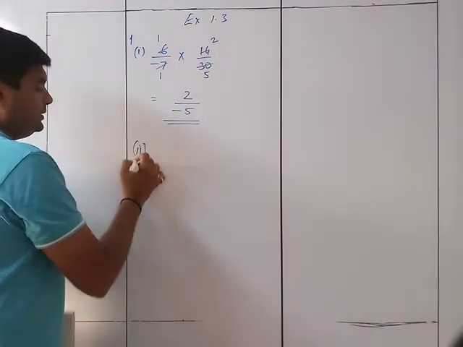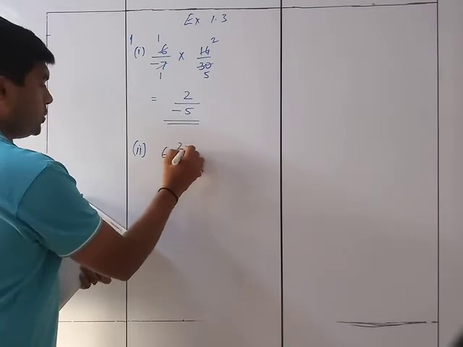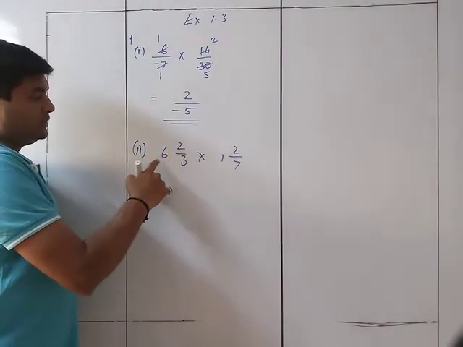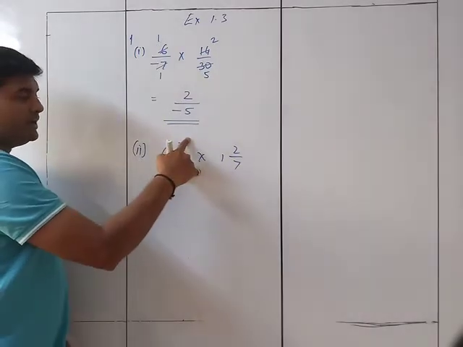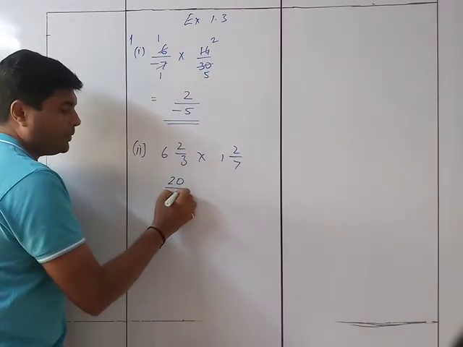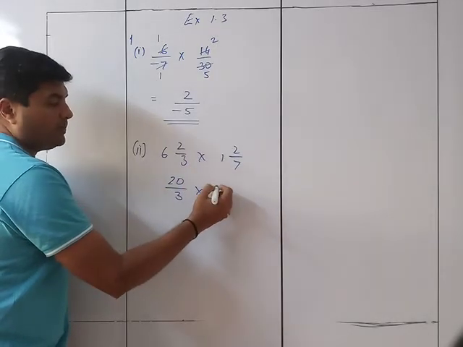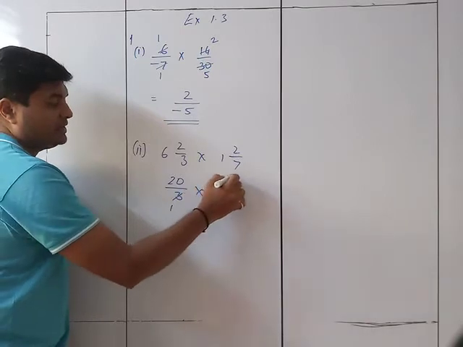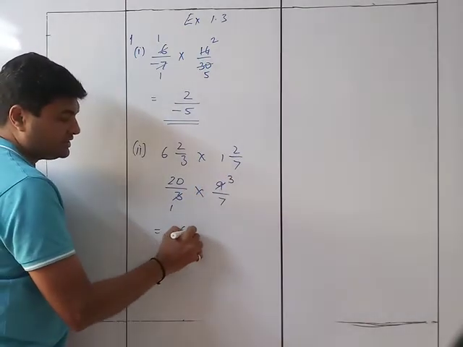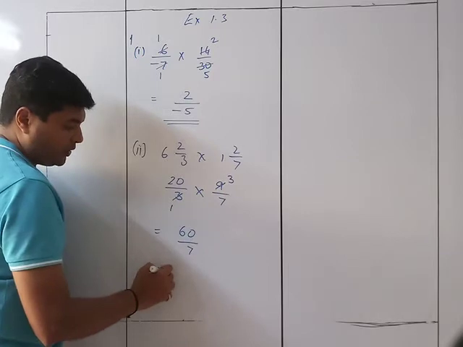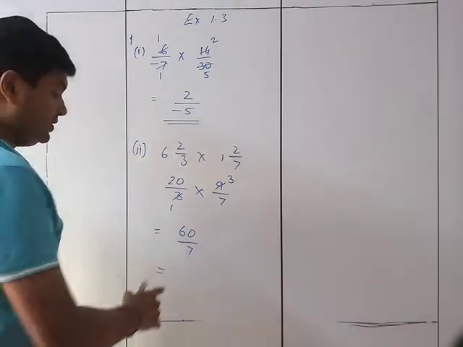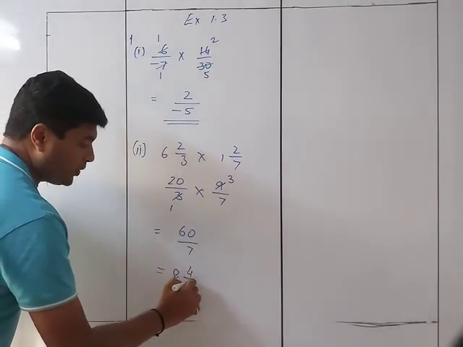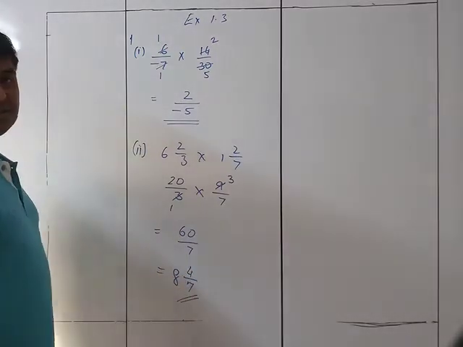Let's see the next one. The next question is 6 2 upon 3 multiplied by 1 2 upon 7. This makes it 6 threes are 18, 18 plus 2 is 20, so it is 20 upon 3, into 7 ones are 7 plus 2 is 9, so 9 upon 7. Multiplying, we have 60 upon 7. Now we have to convert it into a mixed fraction, so 7 eights are 56, and 4 is the remainder. So 8 and 4 upon 7 will be the required answer.